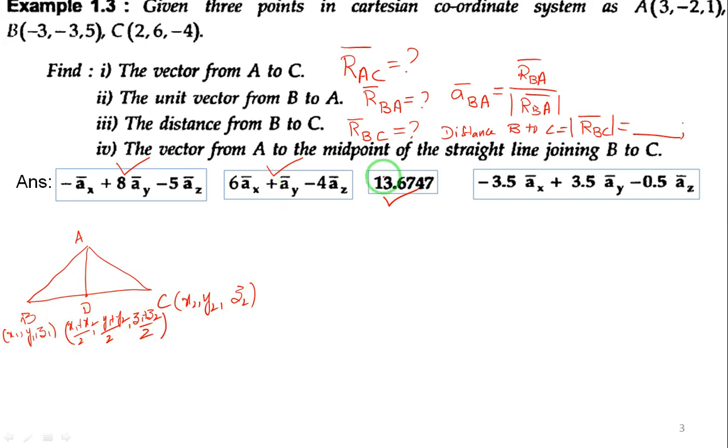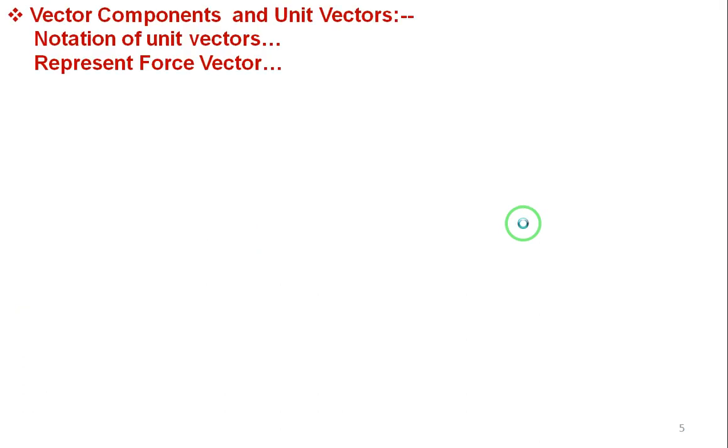Then the vector from A to the midpoint of the straight line joining B to C, that is the fourth one. So you have to find out the vector RAD. That's all that has been asked. You find this out and you will get the answer, right? Okay, I will leave this problem to you people. You solve it. Okay, next.